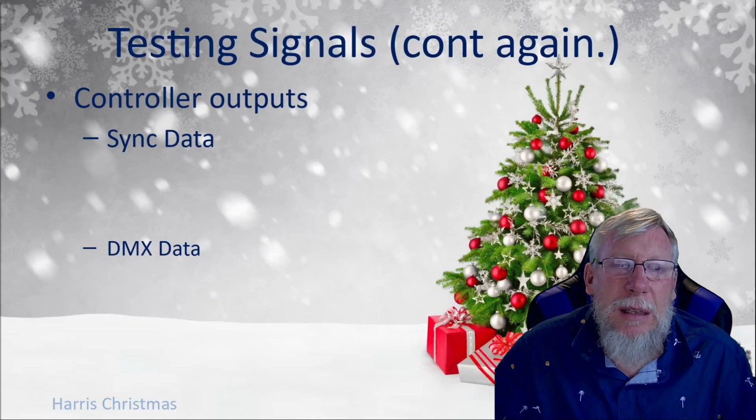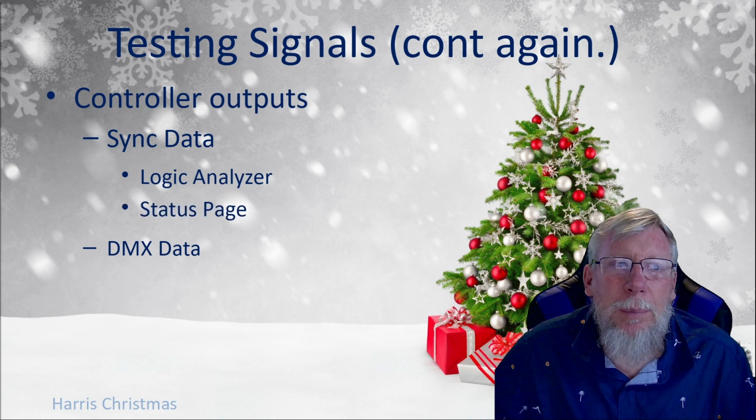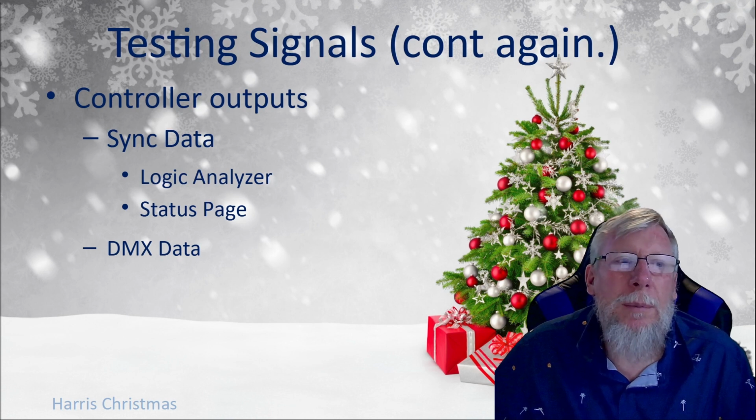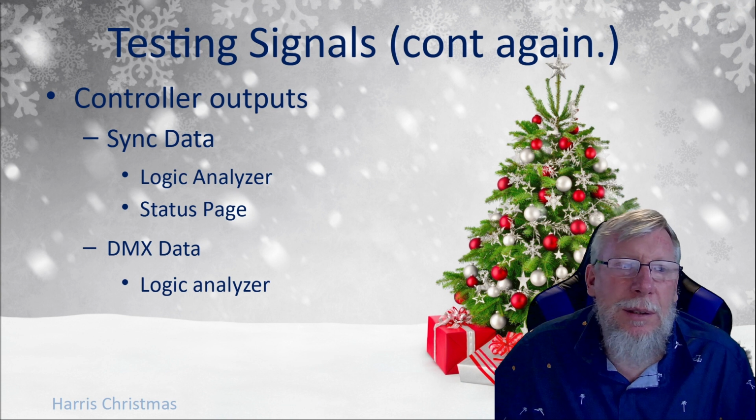So then you have the sync data. There's really no way to test the sync data. You can with the logic analyzer. But the easier way is looking at the status page and on the remote, and it'll tell you if it's receiving the information. If it's not receiving the information, then go to the player, check that out, and then go from there. DMX data, logic analyzer, oscilloscope, or F-test.